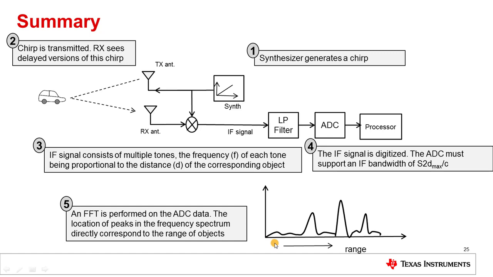Note that here I've plotted the FFT with range on the x-axis rather than the IF frequency, which is okay, because as we've learned, the IF frequency is directly proportional to the range. This FFT is called a range FFT because it resolves objects in range, and this term range FFT is something that you will see a lot in FMCW literature.